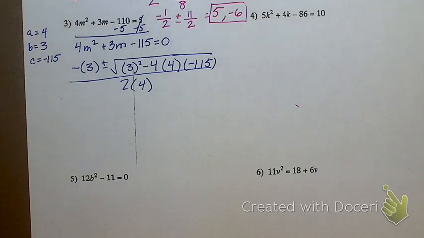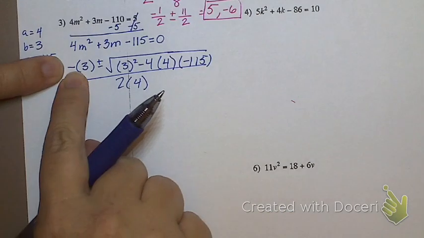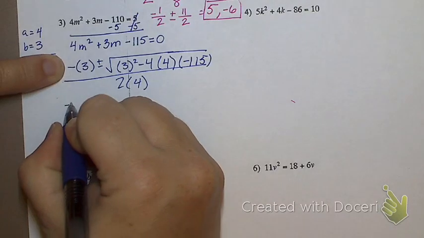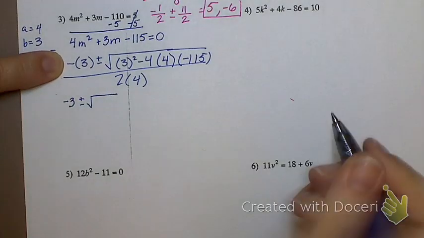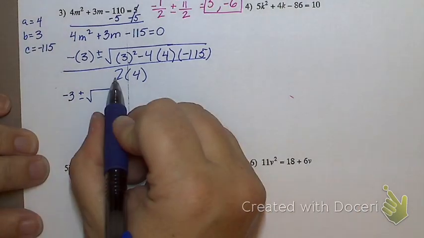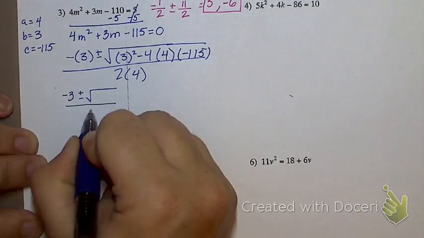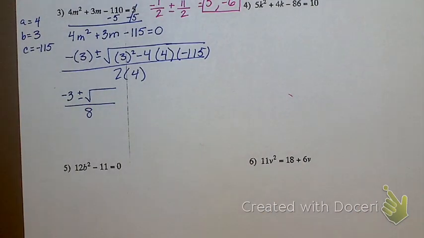Okay. All right. So I'm going to do the easy parts first. Yes. Negative times 3 is negative 3. Yes? Plus or minus the square root thing. I will put that in my calculator in a minute. 2 times 4 is 8. So I have 8 on the bottom. I need to figure out how to do this. Let's do the calculator part.